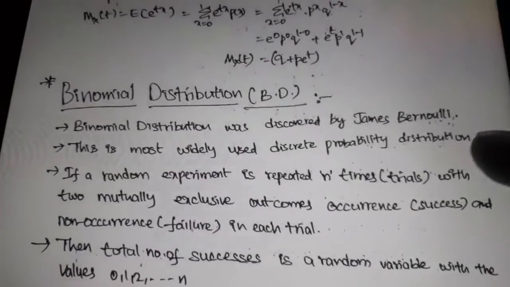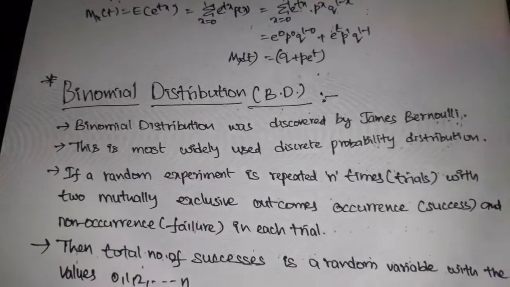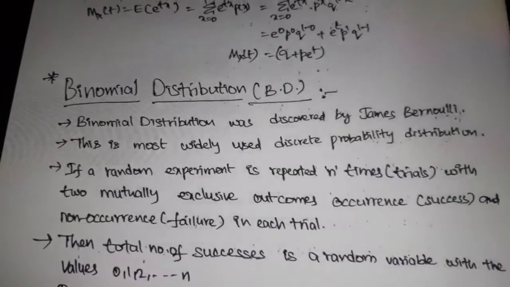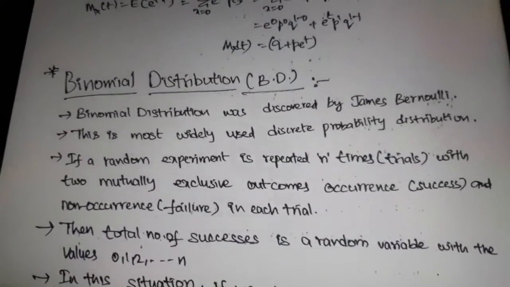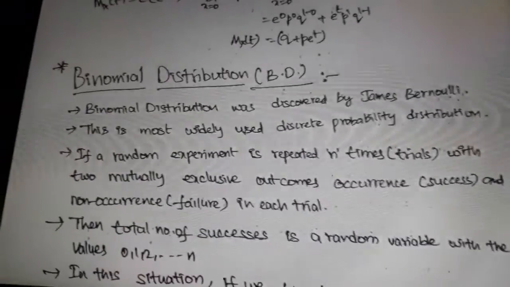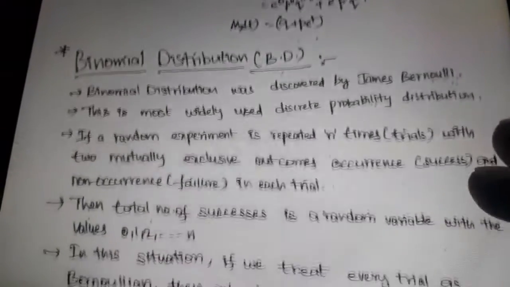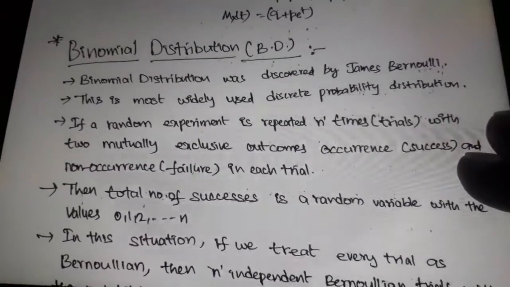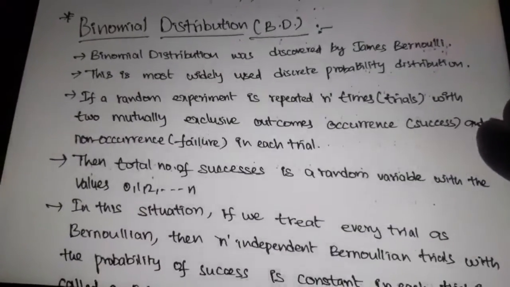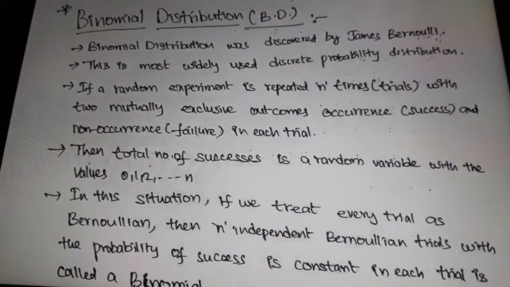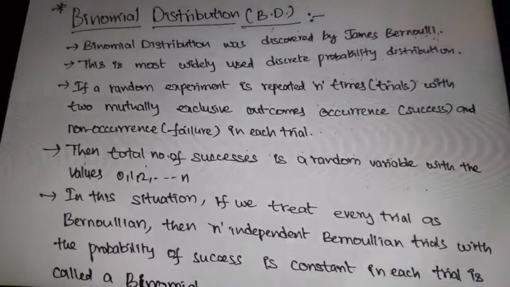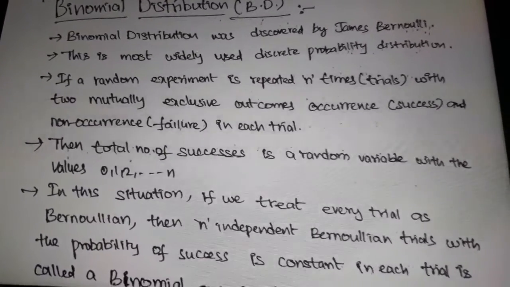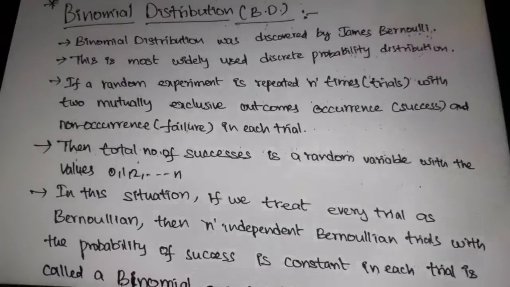So easy only. Now we enter into the main discrete distribution. It is the binomial distribution. It's a very familiar one, and easy also, but better concentrate more on binomial distribution. This binomial distribution was discovered by James Bernoulli. This is the most widely used discrete probability distribution. It is a random experiment, so if a random experiment is repeated n times with two mutually exclusive outcomes, success and failure, in each trial.